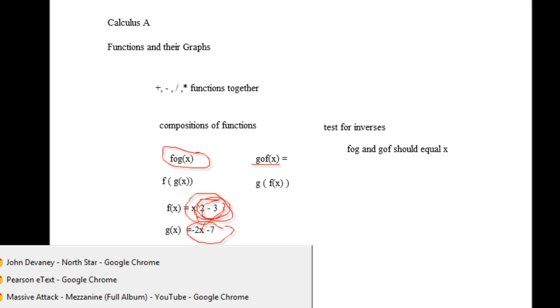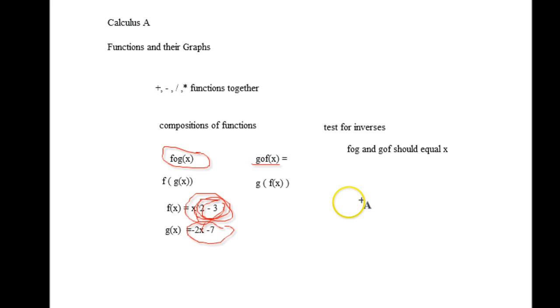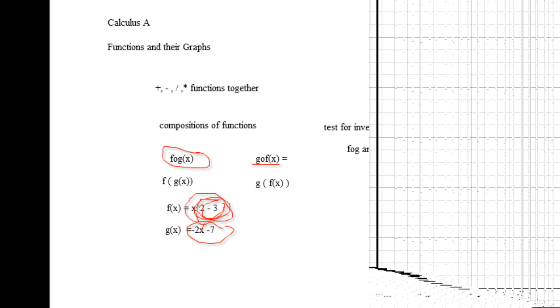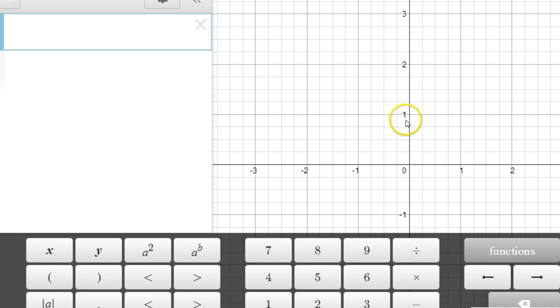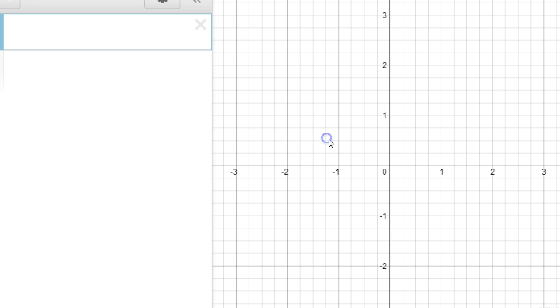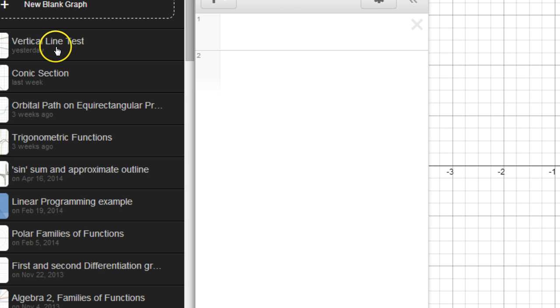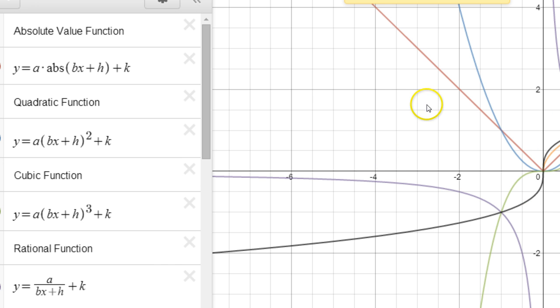Now if we take a look at what is going on with families of functions and their graphs, first I need to bring up Desmos, because this is driving me nuts. Where is it? Desmos, there we go. For example, right here, we're taking a look at the composition of functions. Okay, let's open it up.